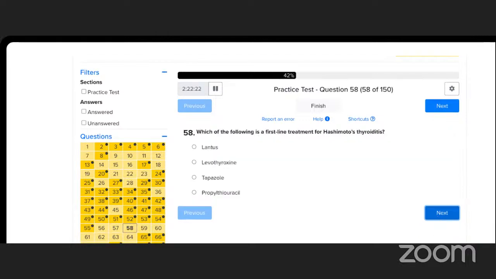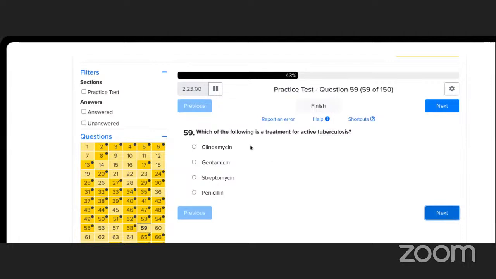Which of the following is a first line treatment for Hashimoto's thyroiditis? First, you might want to look up what Hashimoto's thyroiditis is. It's not Lantus. Lantus has to do with diabetic patients. So it could be B, C, or D. It has to do with thyroids. And remember the key words here are first line treatment. I'm gonna go ahead and pick B, and we'll go through it.